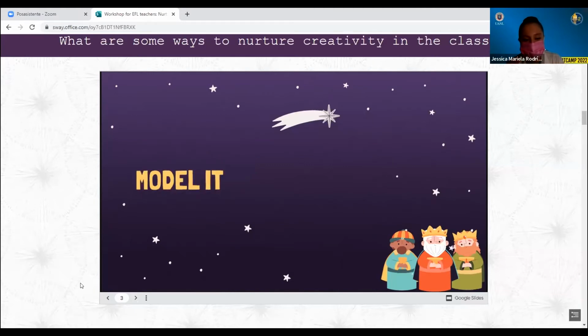Model it, okay? It is important to demonstrate to our students how to be creative. And we can do this by giving our students some pieces of advice, some tips, to say, okay, very good, very creative. I didn't know about that. I hadn't thought about that. But you as a teacher, you have to be the model. They have to see that creativity works in one person, so they can believe that creativity is going to work for them.